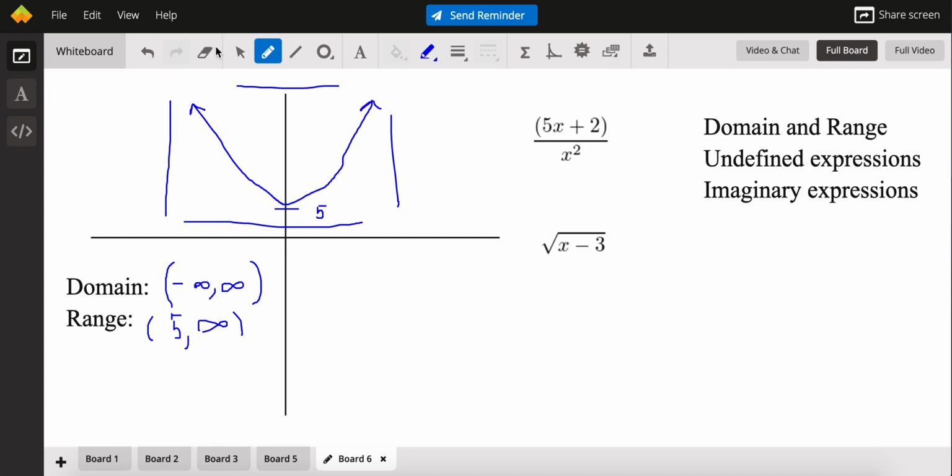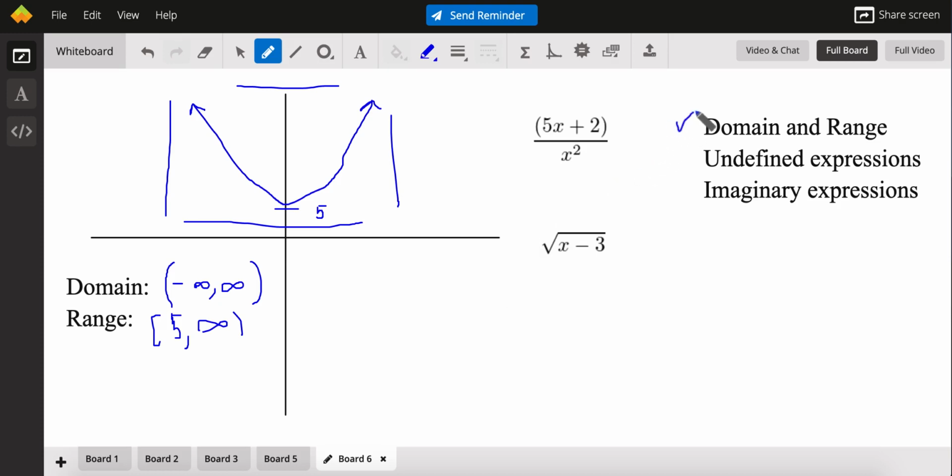By the way, I should fix this. This should probably be a closed interval here. 5 is a part of your curve. The infinity side should be an open interval, because you never actually reach infinity. But for the 5, that's part of your curve. Okay, so that was domain and range.